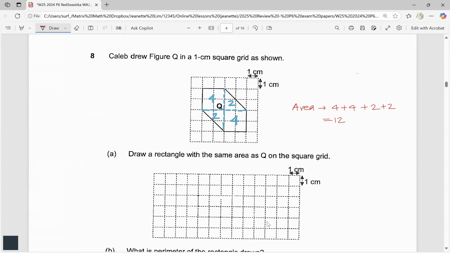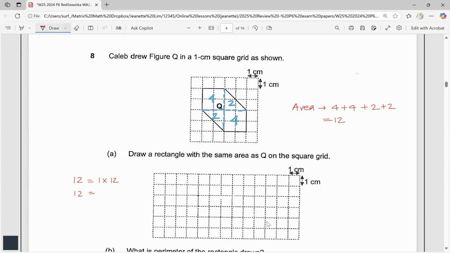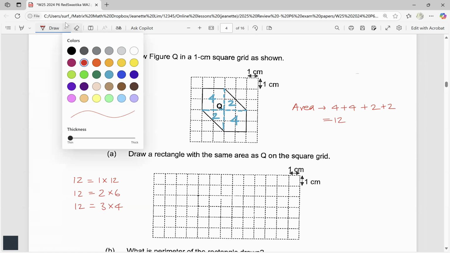Now to get 12 square cm, there are a few ways, right? You just need to do one of it. So the first one would be 1 times 12. Okay, then it can also be, sorry, 2 times 6. Then lastly, you can also have 3 times 4. As long as you draw any of the rectangles with any one of these dimensions, you should get the answer. You don't need to draw all, but just one of it will do.